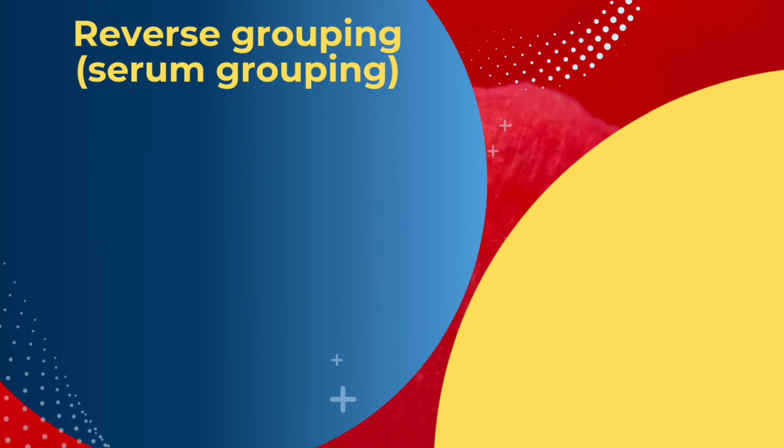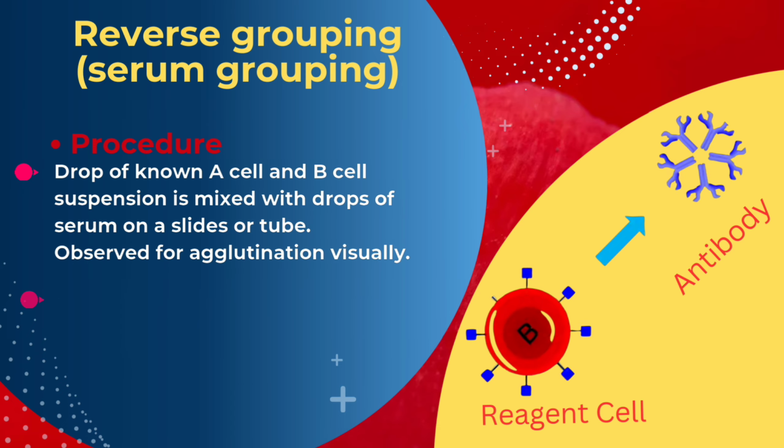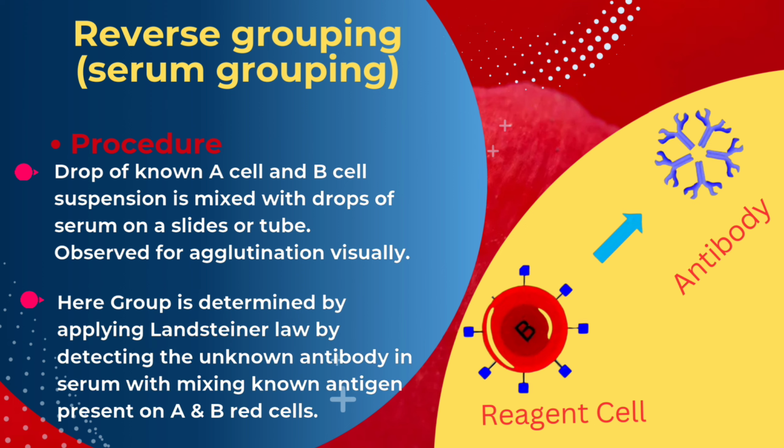Reverse grouping serves as a recheck system. Here, we follow Landsteiner's law. If anti-A antibodies are found, the person must have type B blood, and vice versa. This method is not used with cord blood or in infants due to the absence of naturally occurring antibodies in their blood.